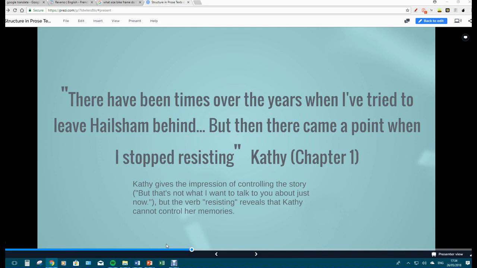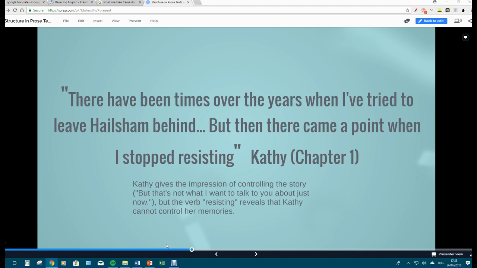She interrupts the unfolding of the story with diversion. She says things like, "But that's not really what I want to talk to you about right now. What I want to do is to get a few things down about Ruth," and so on and so forth. But what's important is that you consider the verb "resisting" in that quote, in the sense that Cathy cannot control her memories.